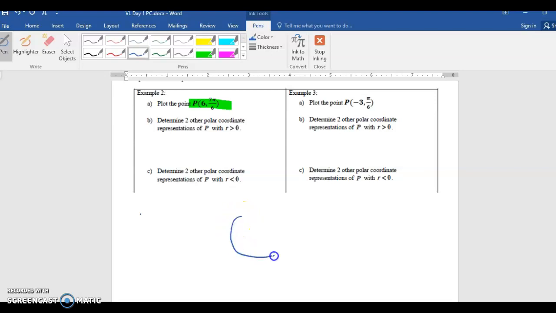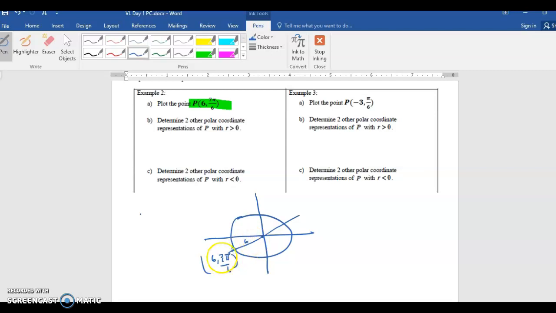Okay, so 7π/6, right? We just saw that. Actually, we just did that problem. So 7π/6 is 210 degrees, right? I should have drawn it this way, my bad. But (6, 7π/6) is here, actually. This is the positive side, meaning positive 210 degrees.